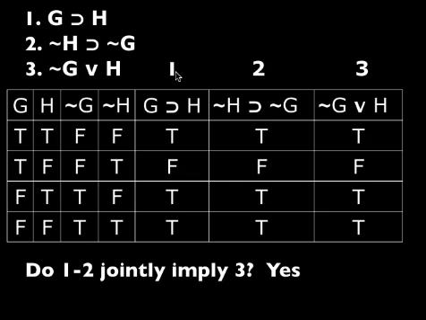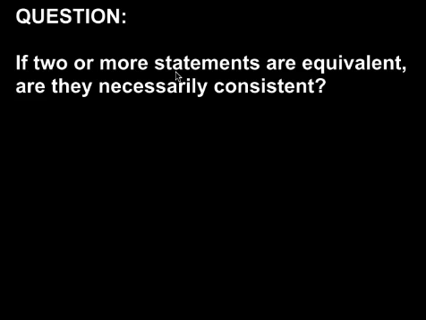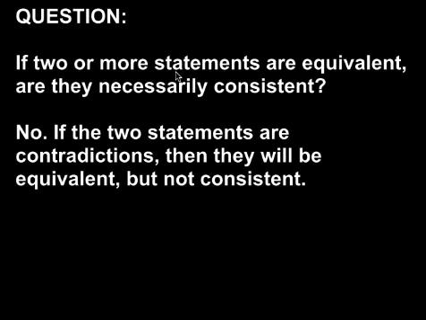Before we move on, I want to ask a couple questions here. Question number 1 that I want to ask. If you have 2 or more statements that are equivalent, are they necessarily consistent? So suppose I give you some statements. It could be 2, it could be 5, it doesn't matter. And you do the joint truth table and you find out that they're equivalent. Can you then immediately answer the consistency question without having to look at the truth table again? Answer, no, not necessarily.